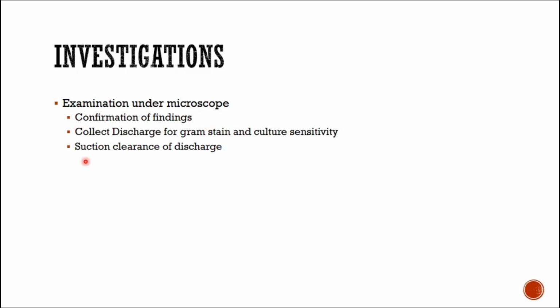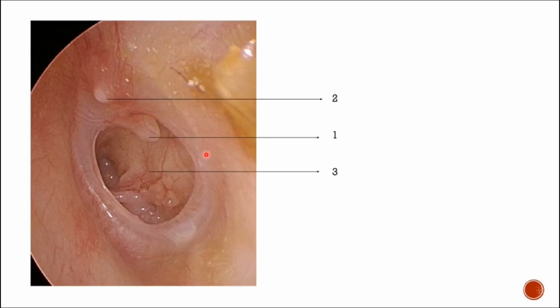And if the patient is having discharge, then you collect the discharge and send it for gram stain and culture sensitivity. Then you will be doing suction clearance of this discharge. So for example, if this is the patient presenting to you, using the microscope you will be visualizing the structures. If any discharge is there, you will collect that discharge and send it for gram stain and culture sensitivity, and then you will do suction clearance of that discharge.